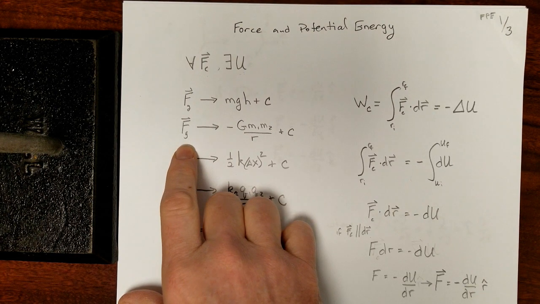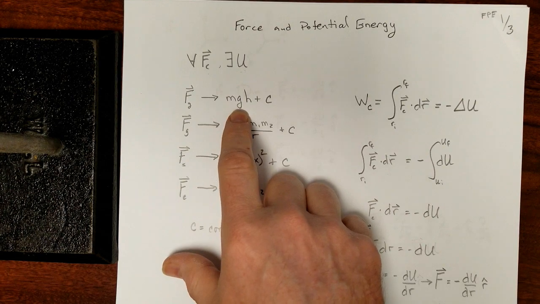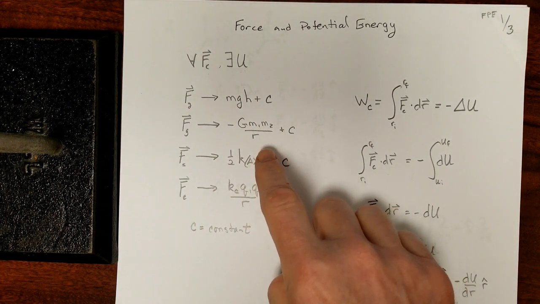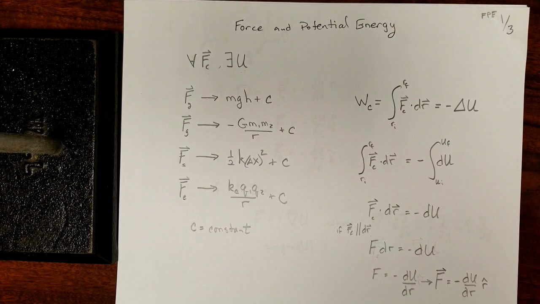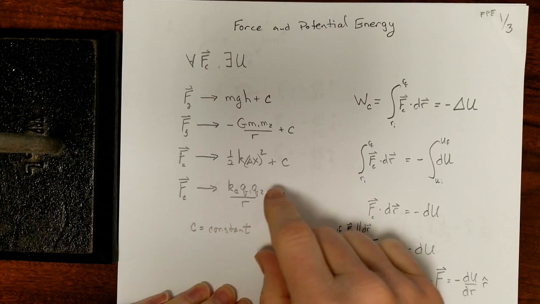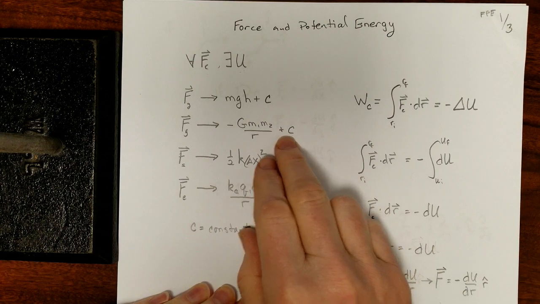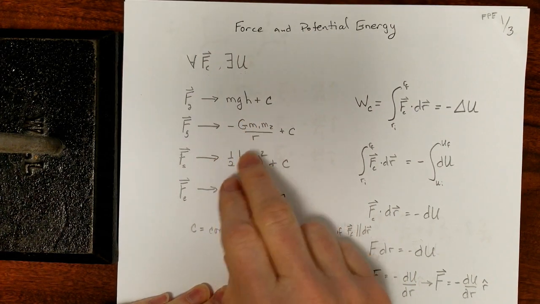If we are dealing with gravitational force where little g is not relatively constant, then we have negative big G mass 1 mass 2 over r plus some constant. And you'll notice there's always a plus constant. It should be addressed in another video that you can always add a constant to the main formula.